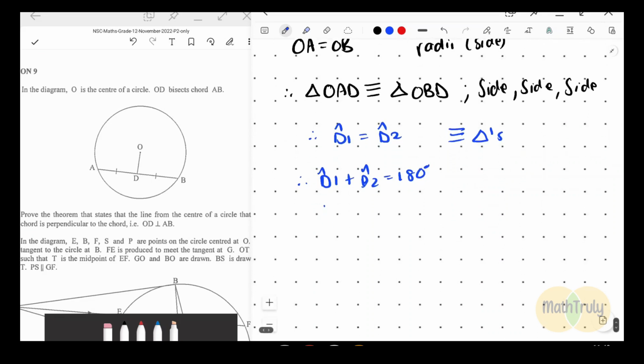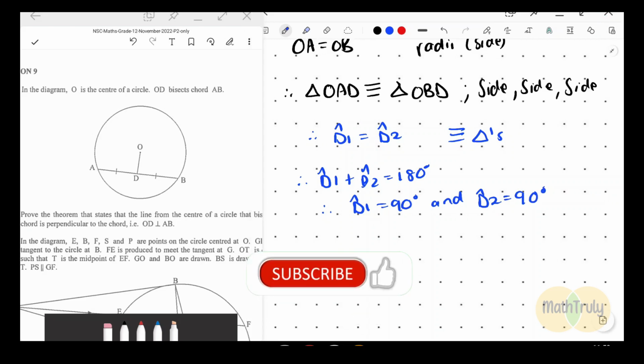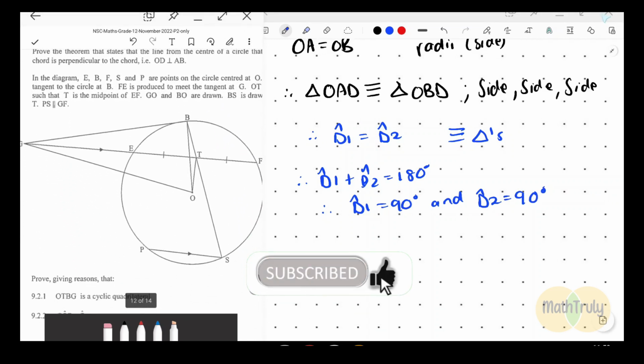So that would conclude that angle D1 would be equal to 90 degrees and angle D2 would be equal to 90 degrees. Okay, so that is how you can prove that theorem. Okay, moving on to the next question.